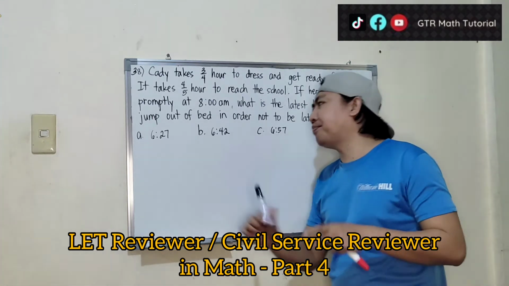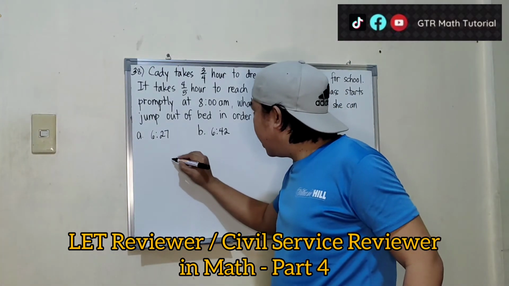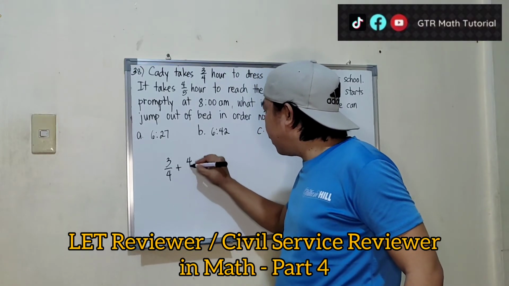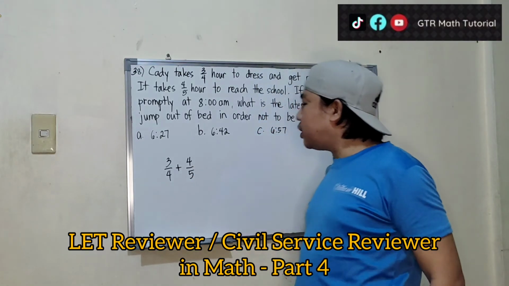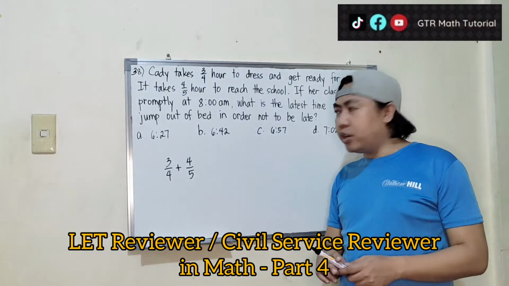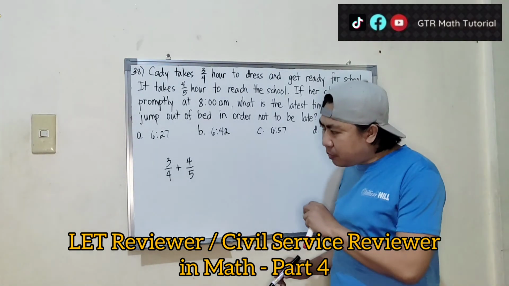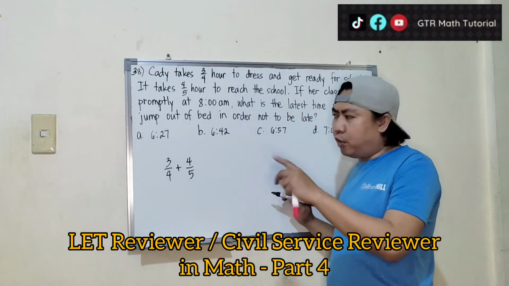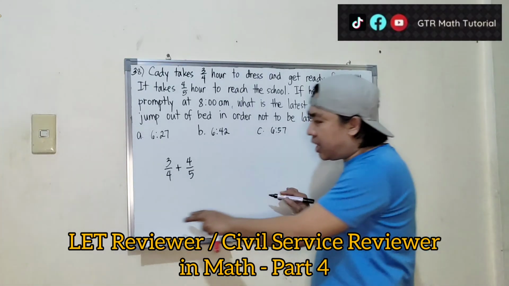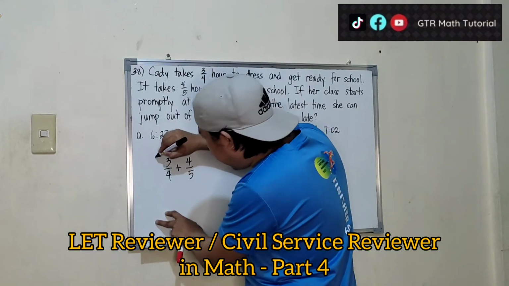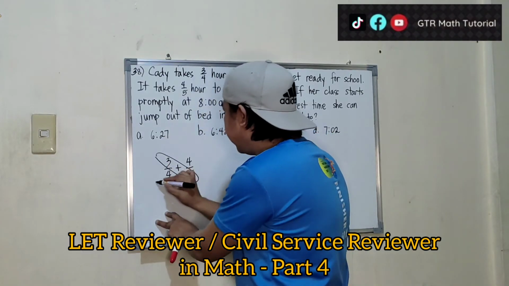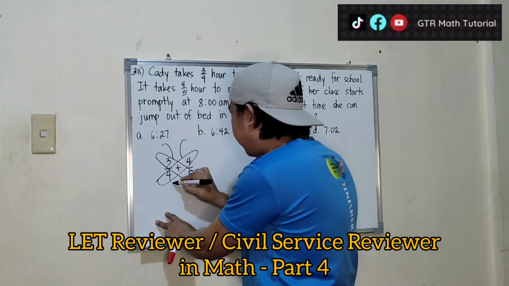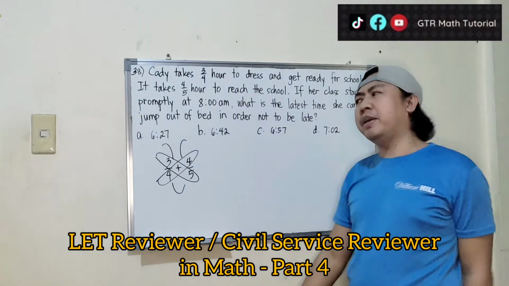Add lang natin. Okay, so we have 3/4 plus 4/5. Paano ba tayo nag-add ng fraction? Kapag ang LCD naman ng 4 and 5, LCD niya ay 4 times 5, 20. Pag ang LCD ay yung product, mas madali, gamitin na lang natin yung butterfly. Smiling butterfly. Butterfly technique ang gamitin sa pag-add.